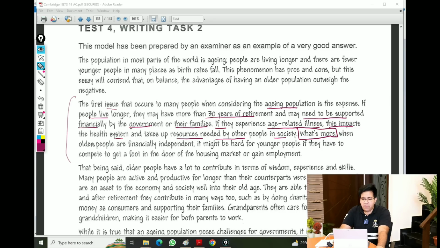What's more? When older people are financially independent, it might be hard for younger people if they have to compete to get a foot in the door of the housing market or gain employment. Because sometimes old people are doing jobs as well. When they retire, they start some part-time job and all that, okay? So this is the first paragraph in which they have mentioned some of the problems which are related to aging.